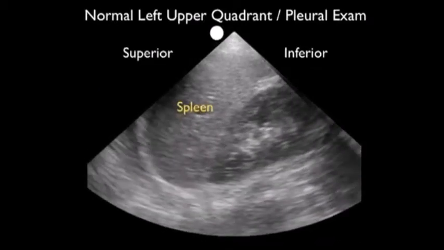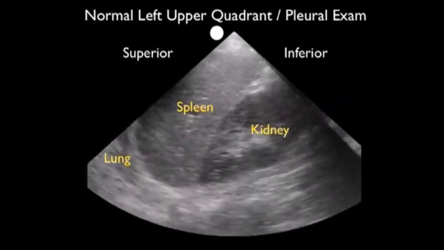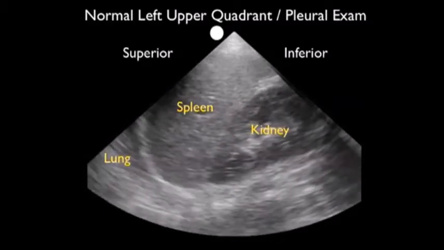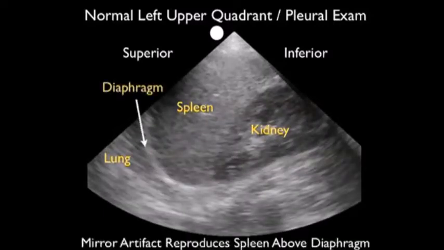Now let's take a look at a normal left upper quadrant pleural exam. Again, we're in a long axis configuration, so superior to the left, inferior to the right. We see the spleen in the middle of the image, and we see the diaphragm moving up and down as the patient breathes. Let's look above the diaphragm into the thoracic cavity, and again we see that mirror artifact. What it looks like is almost like a reproduction of the spleen within the thoracic cavity. So this is a normal finding, and one that is not to be confused with fluid.